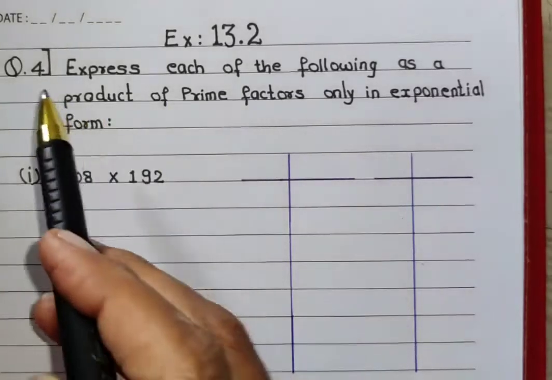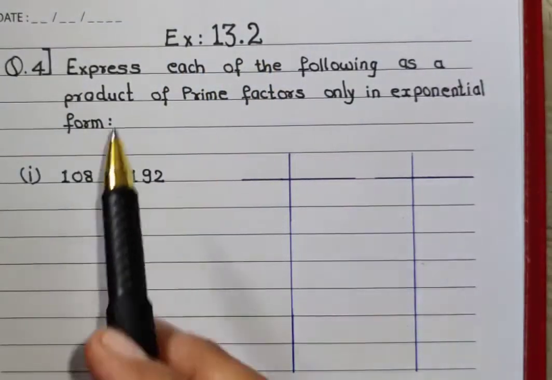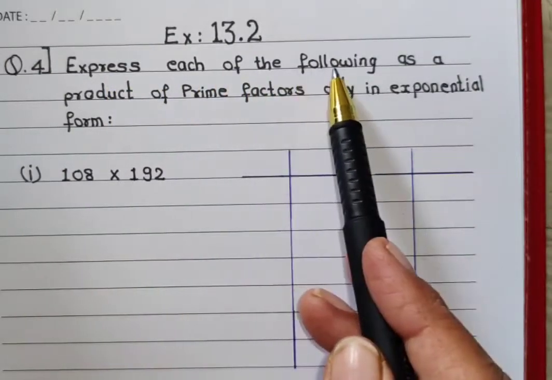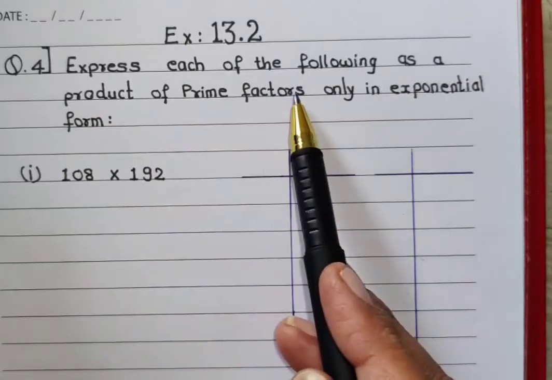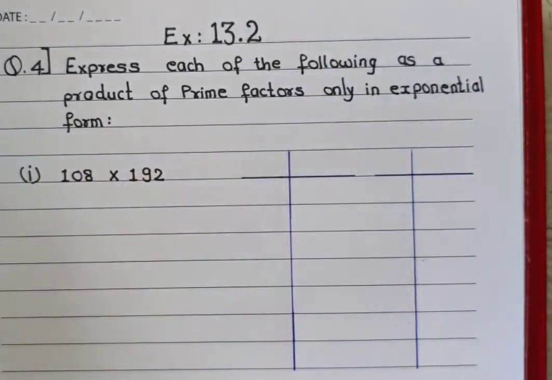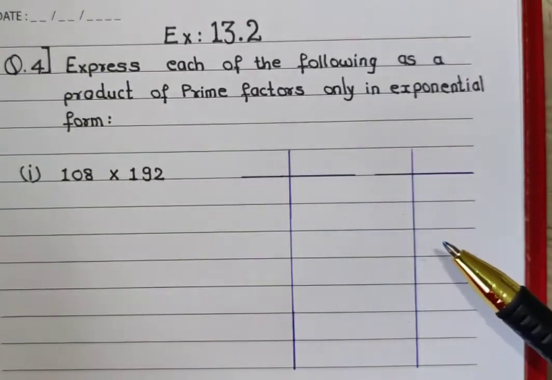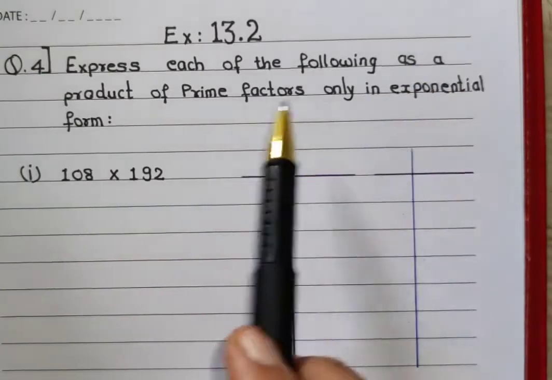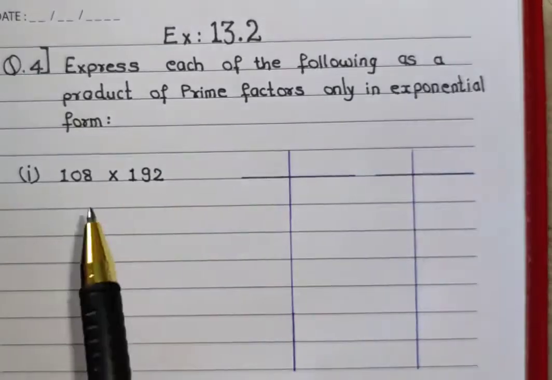Now we are going to do question number 4 of exercise 13.2. Express each of the following as a product of prime factors only in exponential form. We had also done such a question in exercise 13.1, where we have to bring the answers only and only in the exponential form. Okay, so let us begin.